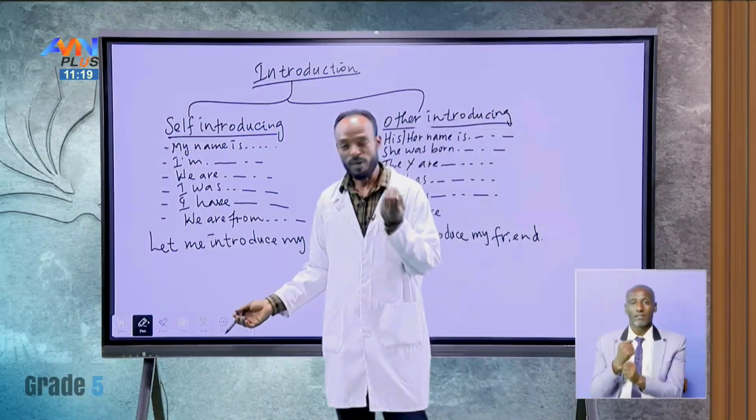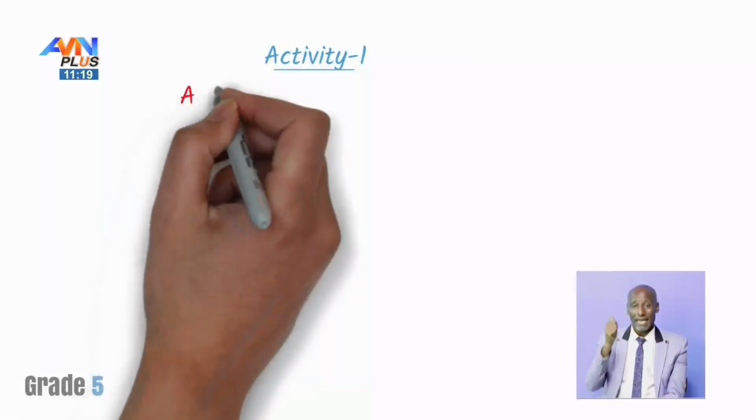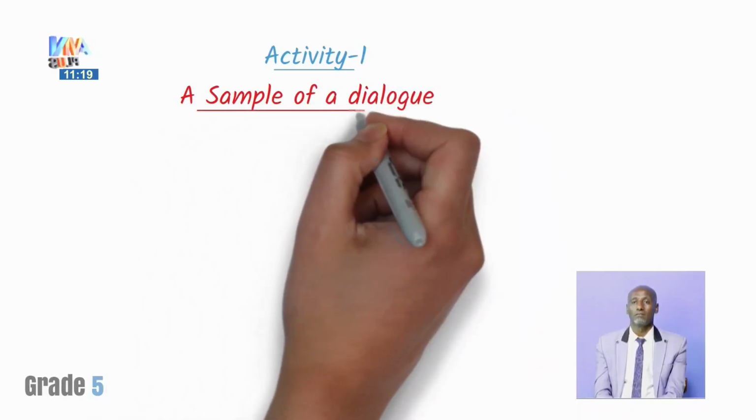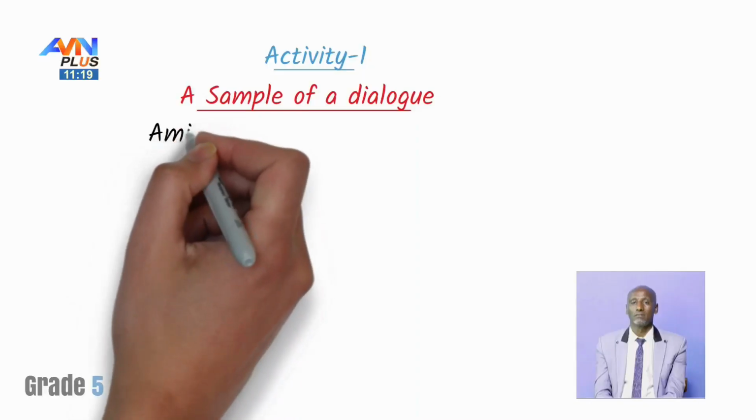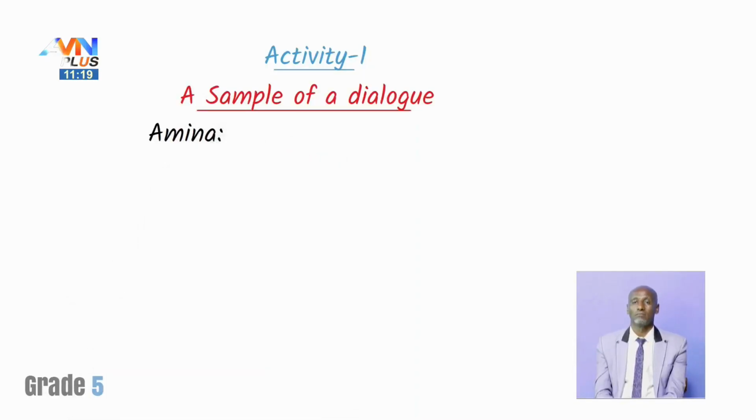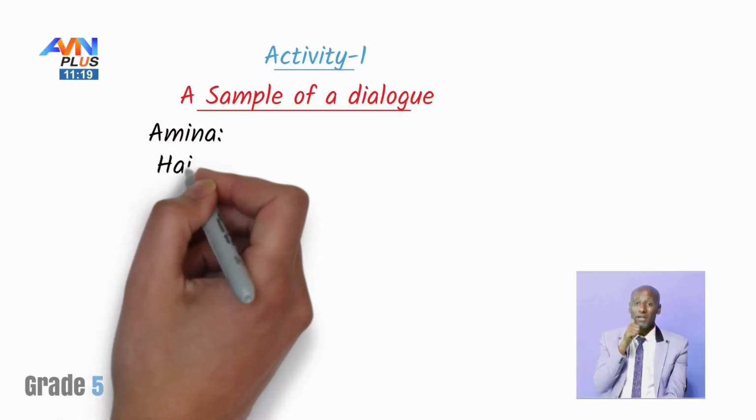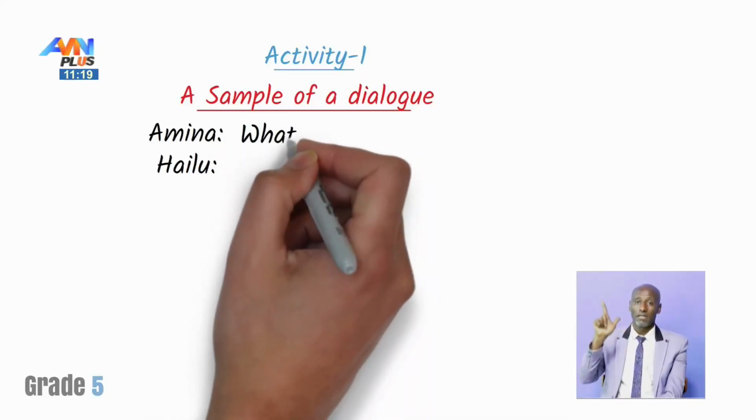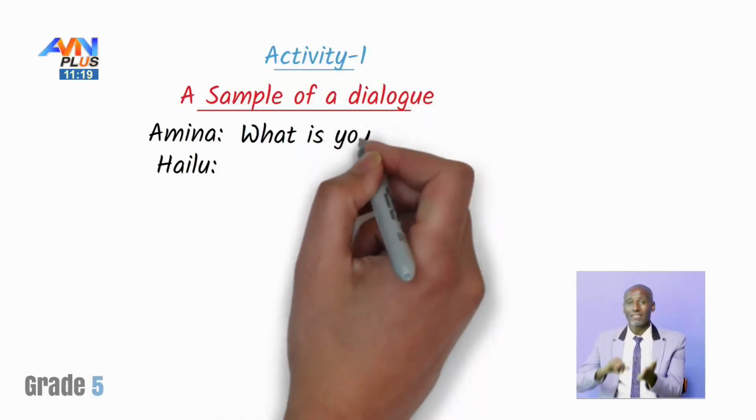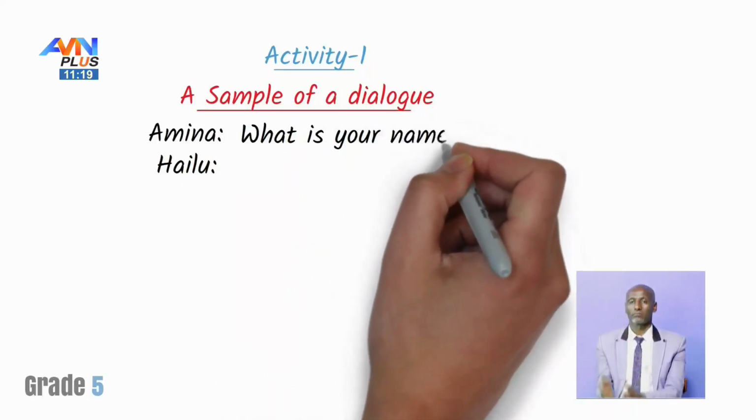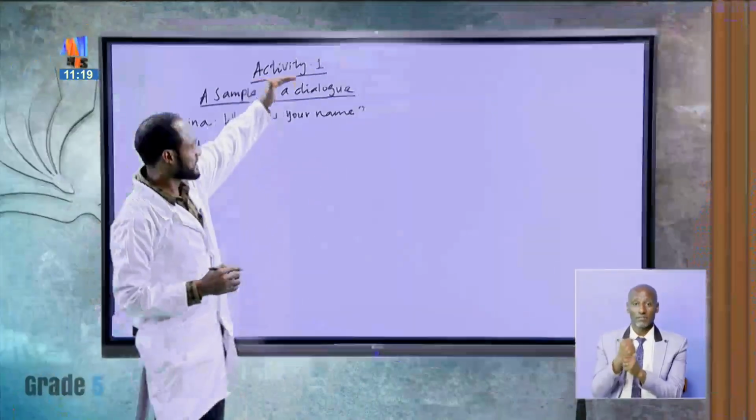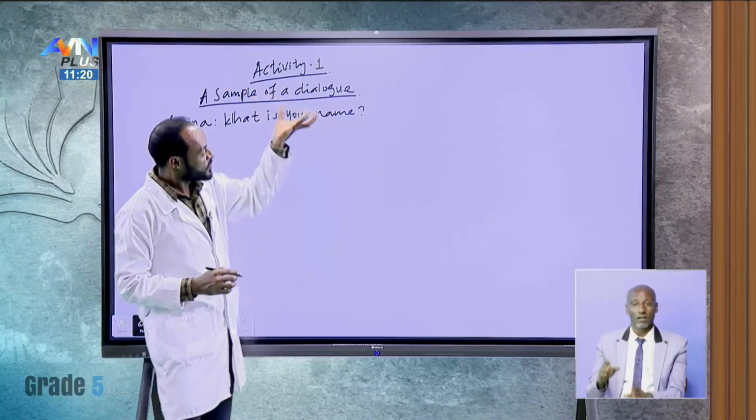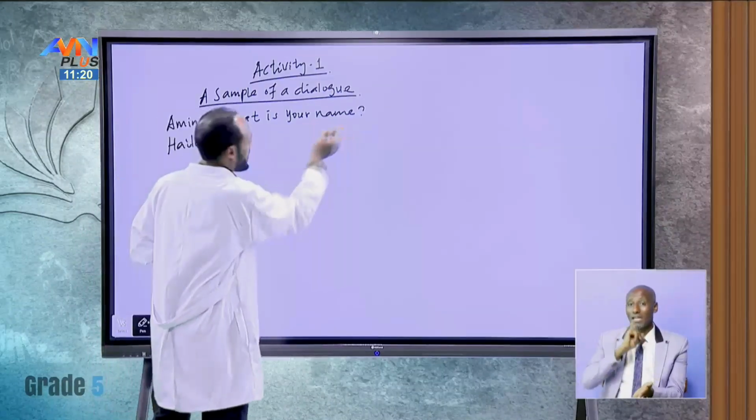Nice. So, now let's go to the dialogue. Activity 1. A sample of a dialogue. We can say a dialogue or a dialogue is also possible. Okay, come on. Let's see, Amina and Hailu are just talking together. Amina says, what is your name? Students, I hope you're writing because this one is an activity, okay? We have said earlier, we have to do all activities, okay? To do these activities, maybe you have a few minutes. Do it.